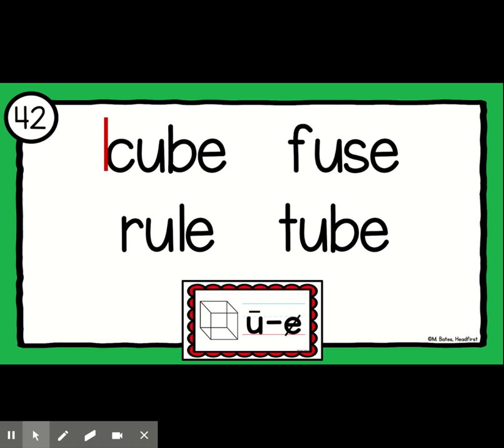So for cube, we would give it a K back, and then it has its long vowel U and the sneaky E. Fuse has the Z for the S. We put a line through it. And then it has the macron and cross off the sneaky E. Rule, same thing. Macron for the U sound and cross off sneaky E. And same thing for tube. It says oo. So after some consonants, it will say U, and after some, it will say oo. And your voice usually can tell you which one's which.